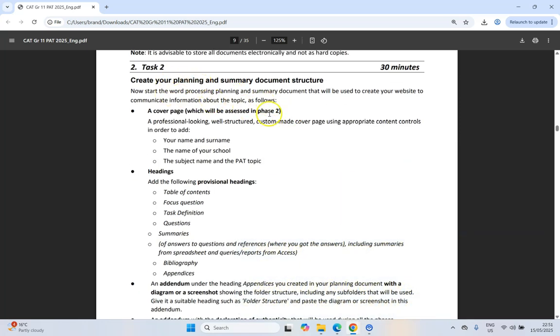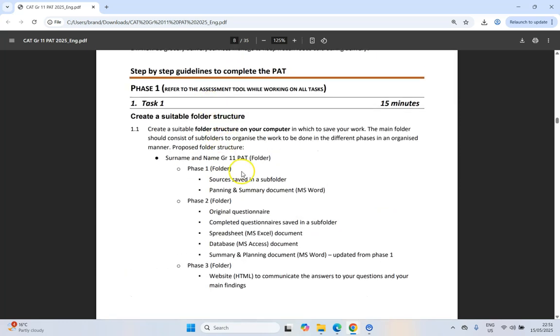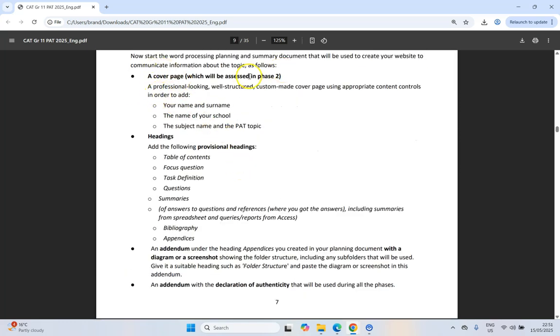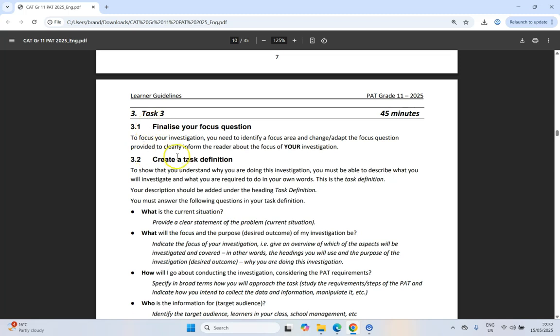Your second task is going to be creating the actual document that's going to go into the first part of the folder structure over there. So they're going to ask you to make a cover page, but that'll only be assessed in the phase 2. They even give you the headings. The headings are mostly the same to grade 12. There are some slight changes, but you've got some nice little headings here. And you will probably fill in all the information except for the summary part. That part you're going to do at the end of the phase 2, and you're going to have some addendums where you're going to have in the appendices, for example, a screenshot of your folder structure, your declaration of authenticity, that type of thing.